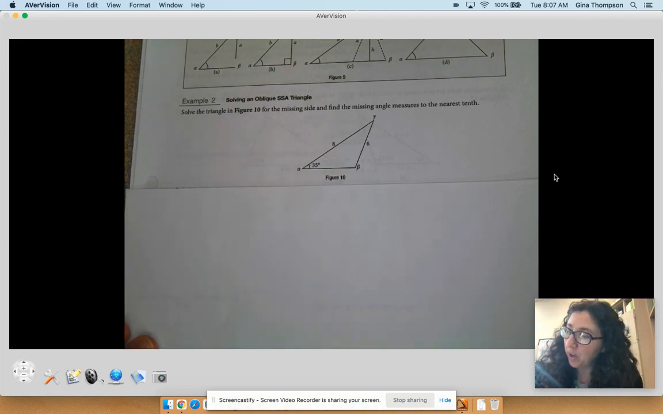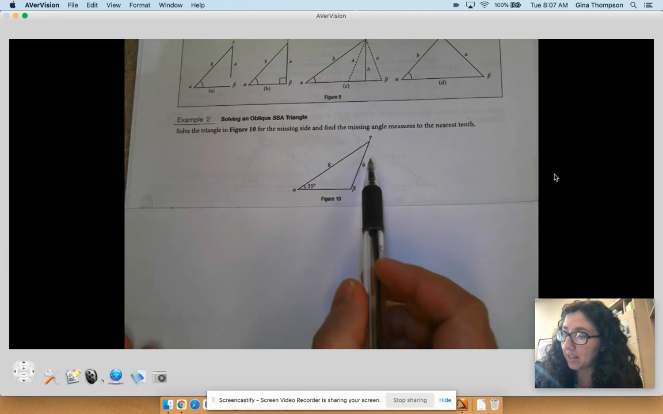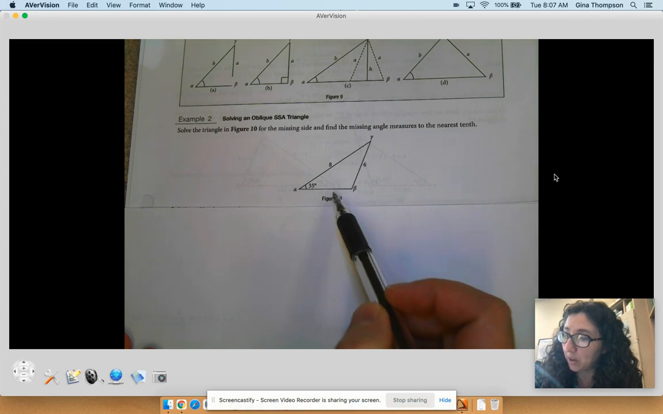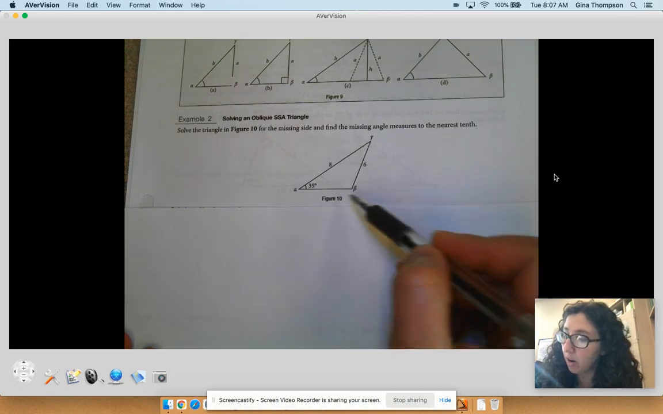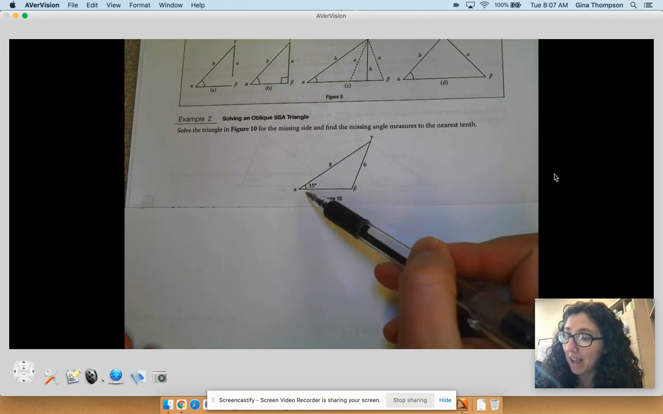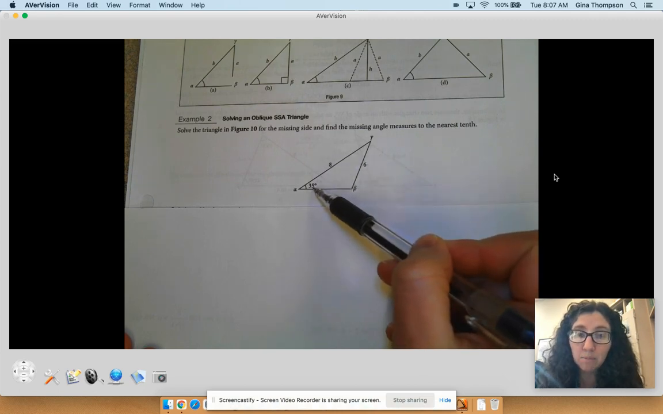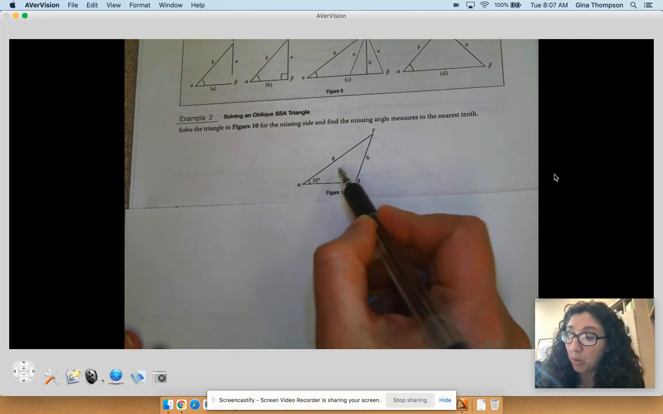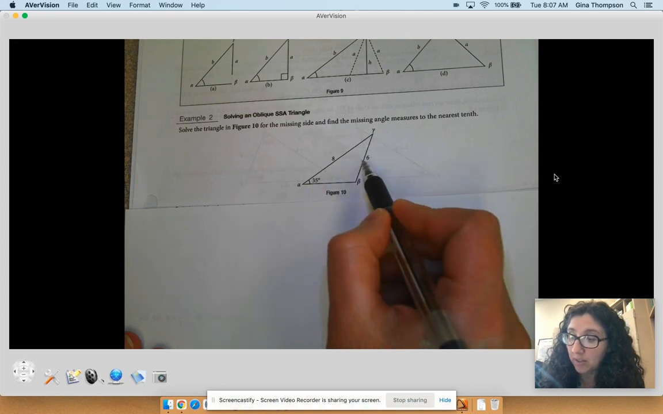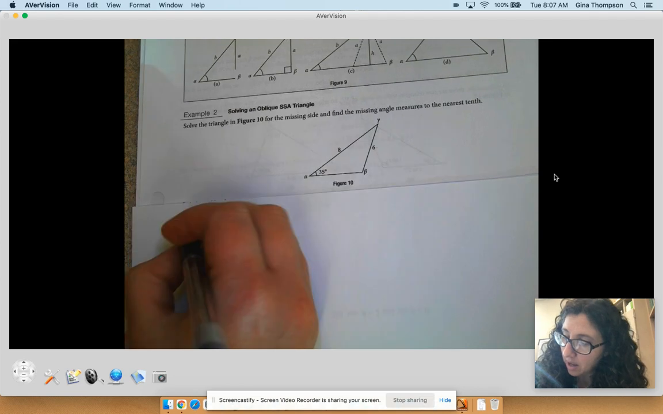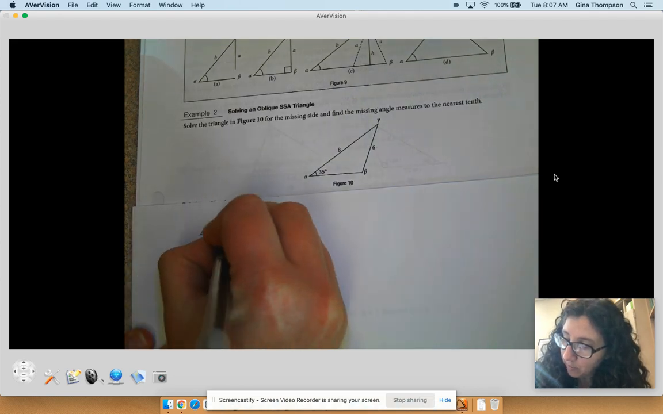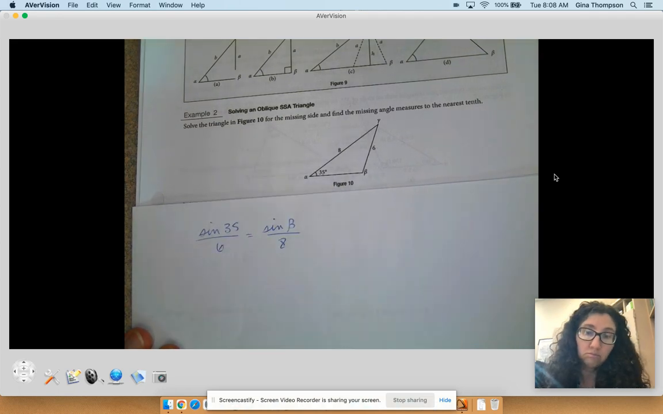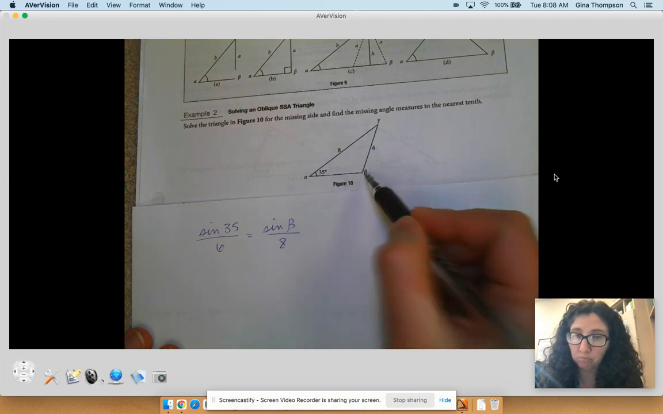All right, so what if they give us this triangle and they ask us to solve it? Solve it for the missing side, this side here, and find the missing angle measurements to the nearest tenth. So here's the situation: side, side, angle. We have two sides and the angle not in between them. But we do have a ratio. We have an angle and a side across from it, and here we have a side, and we could find that angle. So let's use the law of sines. Sine of 35 divided by 6 equals sine of beta divided by 8. This ratio equals that ratio.